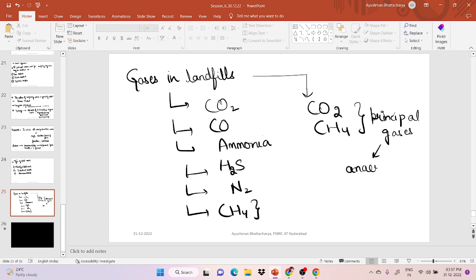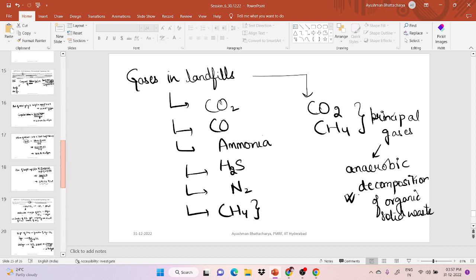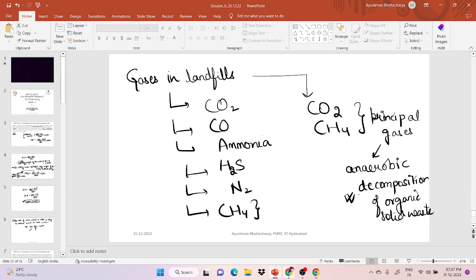How are they produced? From anaerobic decomposition of organic solid waste. Okay. So yes, this was all about today's session. All these things you should remember.